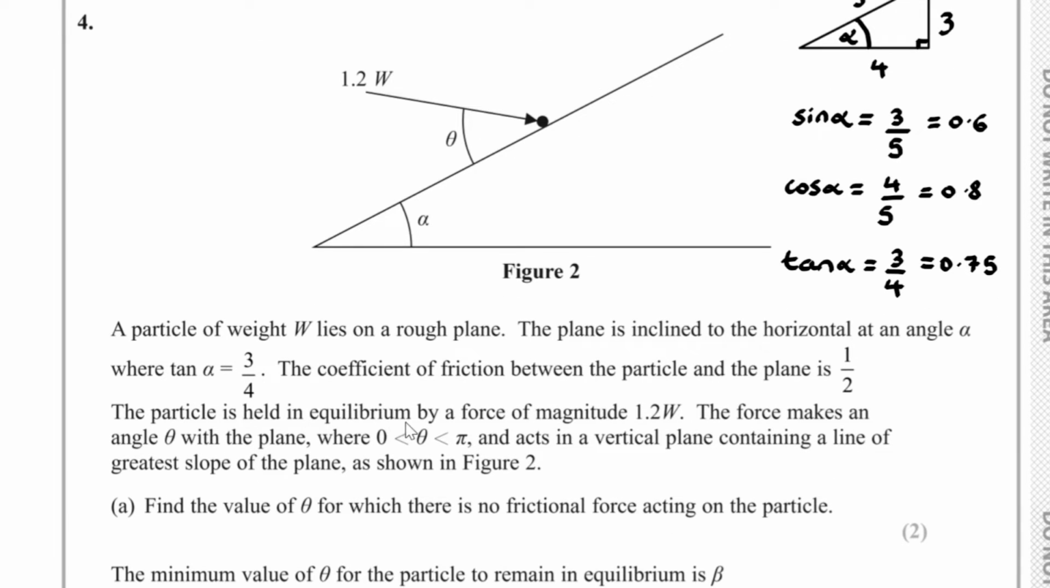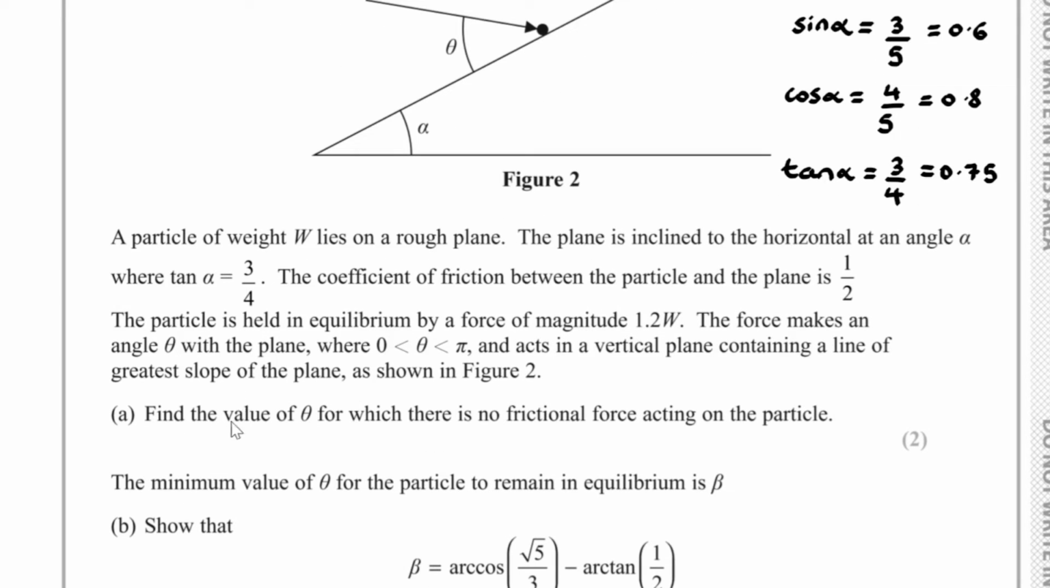The particle is held in equilibrium by a force of magnitude 1.2 W. The force makes an angle theta with the plane, where theta is in between 0 and pi, and acts in a vertical plane containing a line of greatest slope of the plane, as we see in figure 2. For part A, we have to find the value of theta for which there is no frictional force acting on the plane.